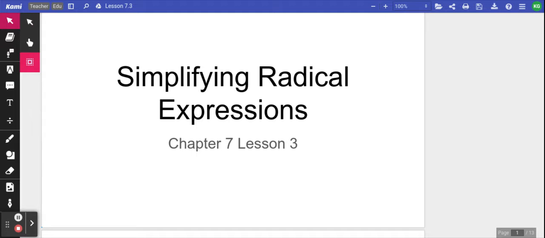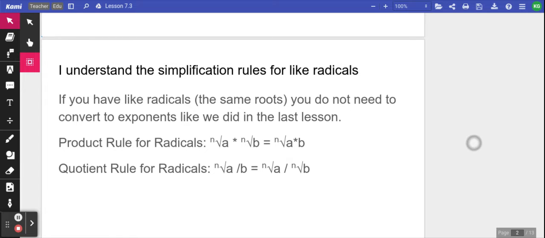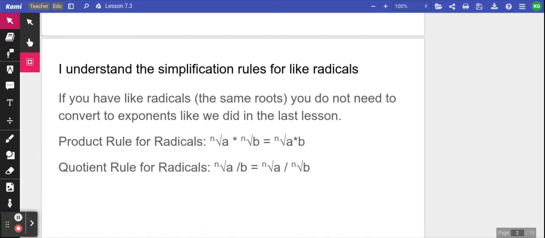Chapter 7, Lesson 3, Simplifying Radical Expressions. If you have radicals with the same roots, remember radicals means roots, we don't have to convert them to exponents like we did in the last lesson. As long as they have the same root, we can combine them based on our product rule for radicals or our quotient rule for radicals.